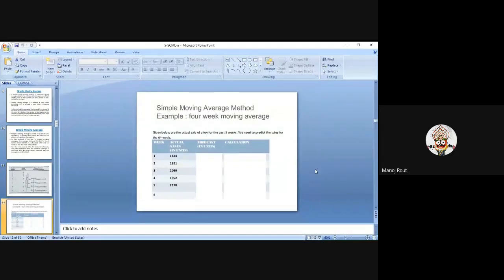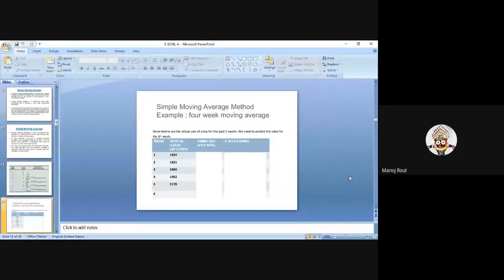Here a simple moving average example is given in the form of 4 week moving average, and the weeks are given starting from the first column 1, 2, 3, 4, 5, and their actual sales in units are given. That is 1634, 1821, 2069, 1952, and 2178. As per the given data, the actual sales of a toy for the past 5 weeks are given, and we need to predict the sale for the 6th week. So similarly calculate.